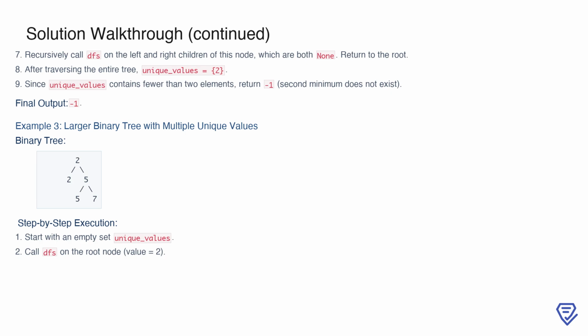As the problem specifies, in cases like this, we should return -1. Therefore, the output for this example is -1. Now, let's move on to a larger binary tree that contains multiple unique values.